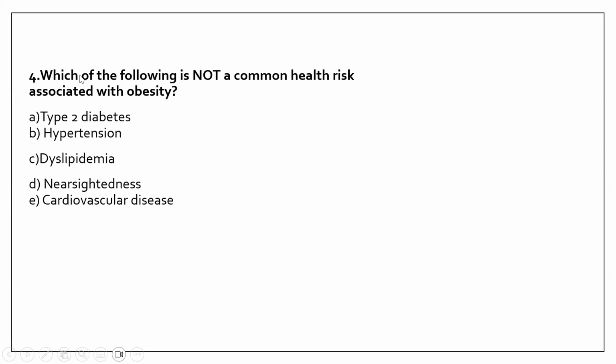Number 4, which of the following is not a common health risk associated with obesity? A. Type 2 diabetes. B. Hypertension. C. Dyslipidemia. D. Nearsightedness. E. Cardiovascular disease. D. The correct answer is D.